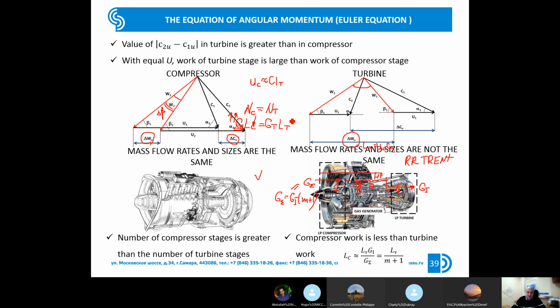In the turbine, we have the opposite situation. The mass flow rate is rather small, and that's why to create this power, we need to increase the specific work. And that's why we have a lot of stages in the low pressure turbine. And of course, the rotational speed of the low pressure turbine is usually very small. It's determined by the rotational speed of the fan. And that's why the number of stages is usually rather big. So, it's the last conclusion from this equation.